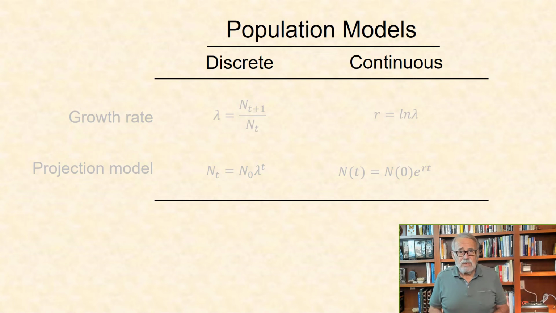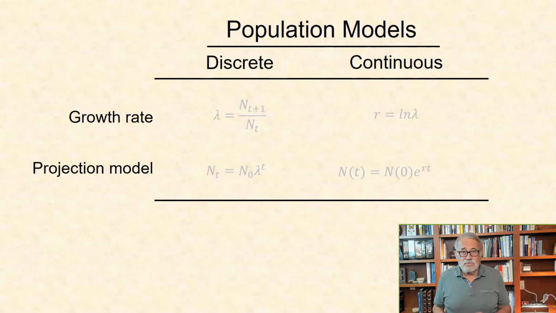Growth rate from population number. The two models shown here are for the computation of growth rate and for population projection. The first is discrete time. We have lambda, the finite rate of increase, equal to the ratio of the number at time t plus 1 relative to the number at time t. The projection model is the number of individuals at time t equal to the product of the initial number in the population and lambda raised to the tth power.